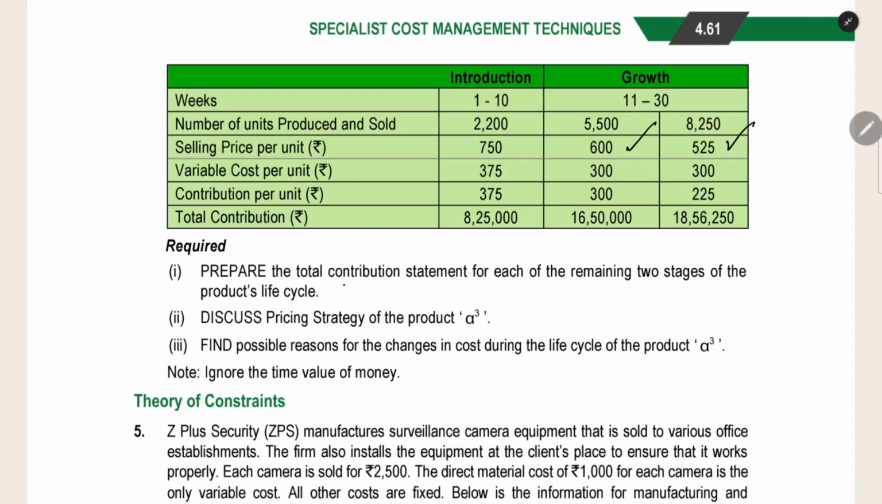Now, the total contribution statement we have to find out for the remaining stages, the maturity stage and the decline stage. We have to also calculate the pricing strategy. This is a theory question. And then find possible reasons for the changes in cost. Why the cost is changing?